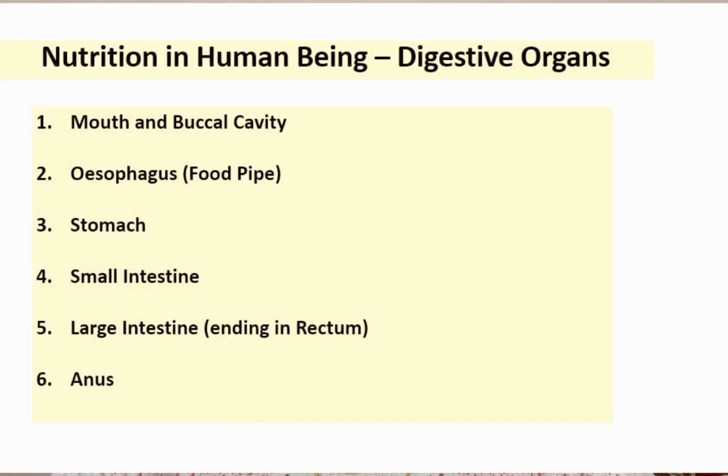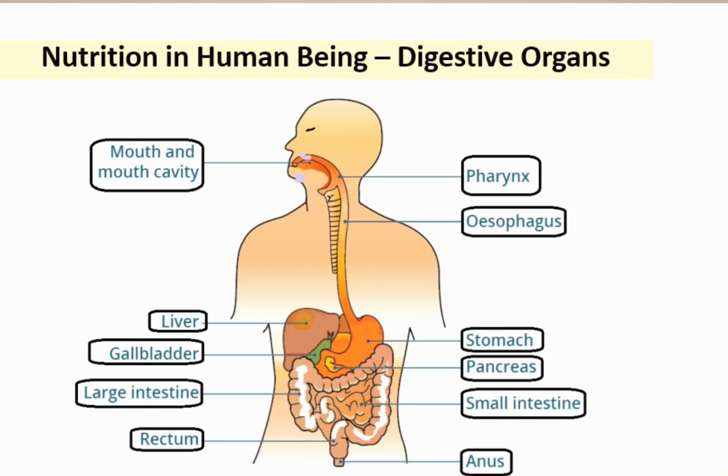Human digestive organs. In humans, food travels through a long path from the mouth to esophagus, then to the stomach, small and large intestines, and finally out through the anus.